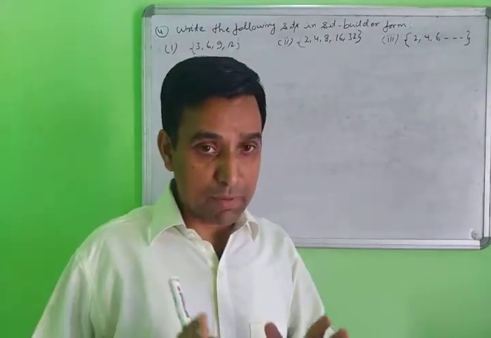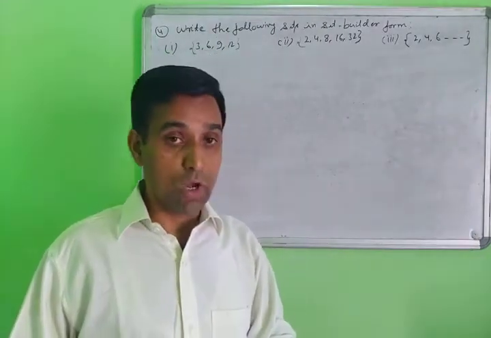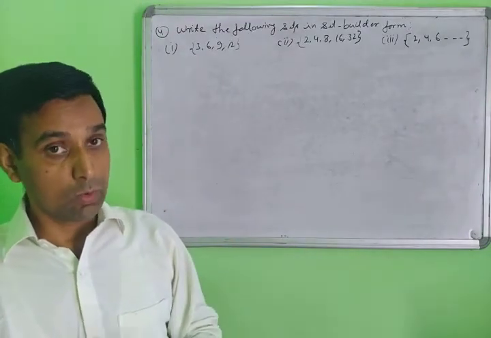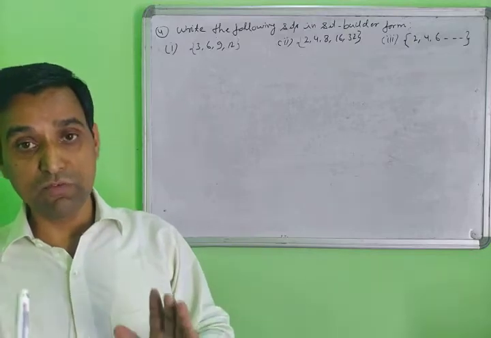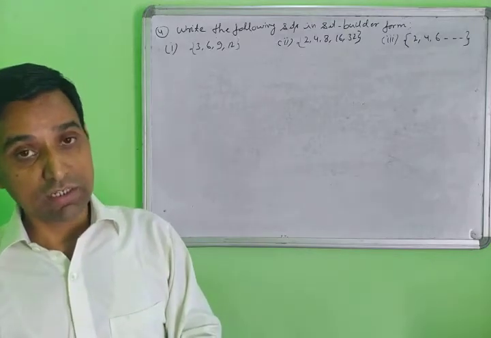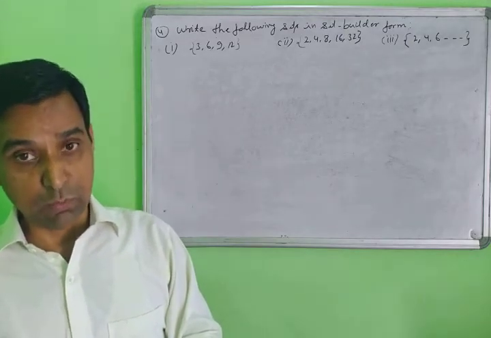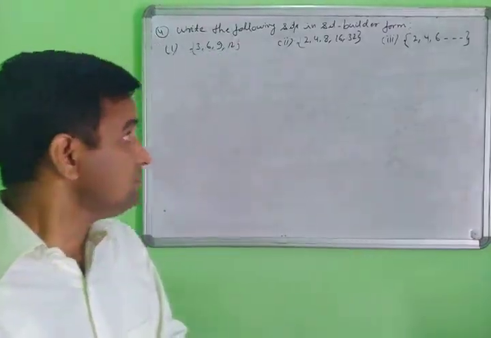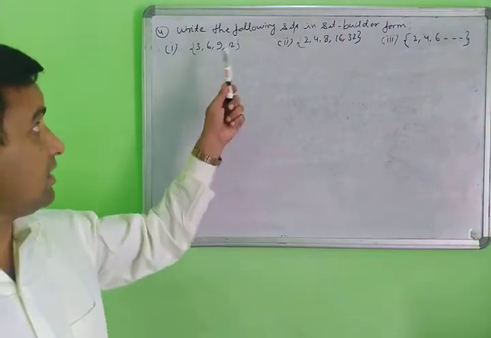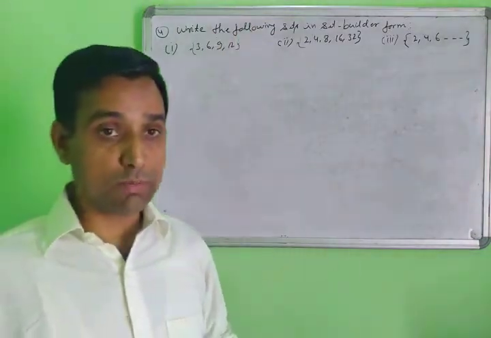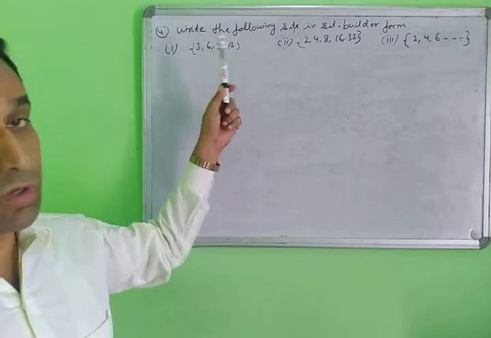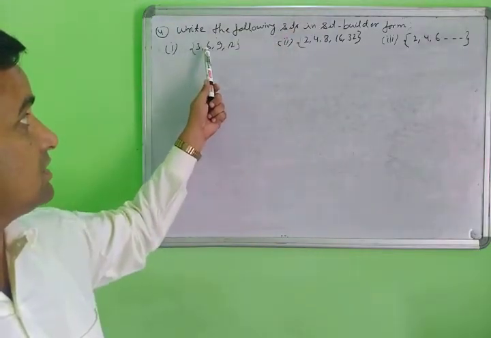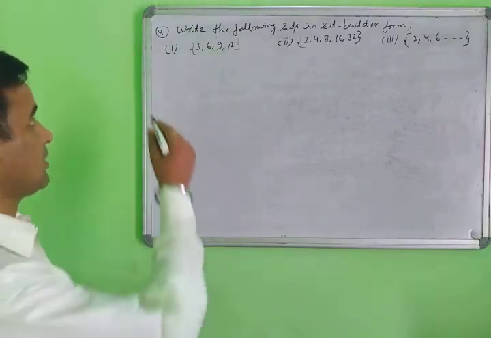Keep this in mind: when you convert into set builder form, you observe the question very carefully. Observe which pattern, which series, which identity is given. Before solving the question, you observe the pattern. Here given 3, 6, 9, 12. But first, part one of your solution.